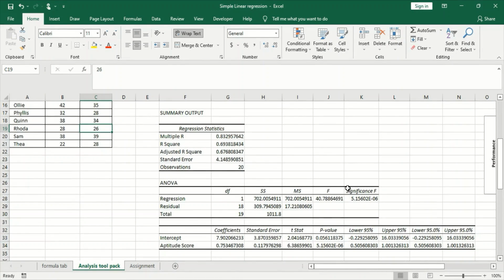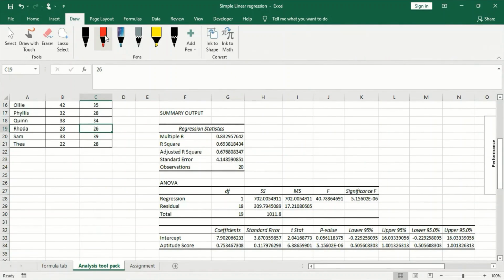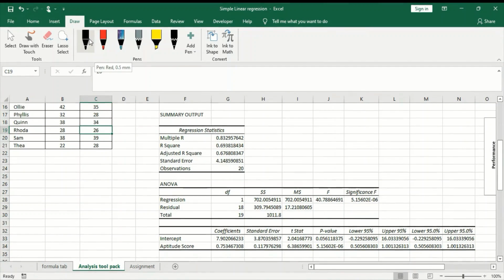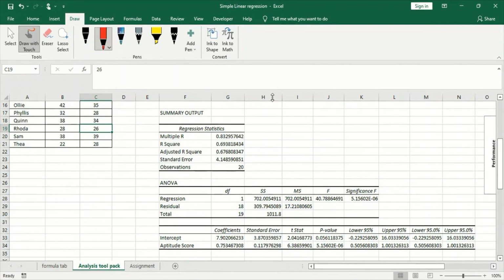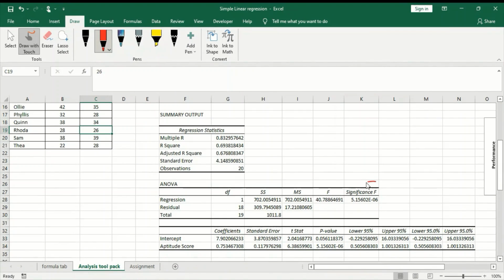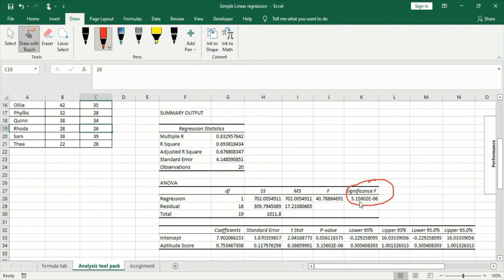So let's go to the next table. Let me pick my draw tool so that we can know exactly what I'm talking about. This significance level here tells us whether this regression line is significant or not. The smaller this is, the better for you. From here, it's obvious that this is significant.